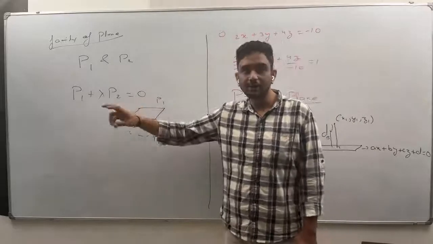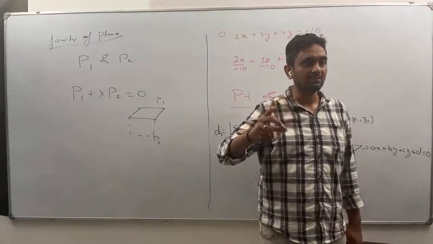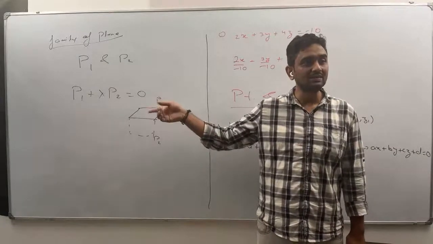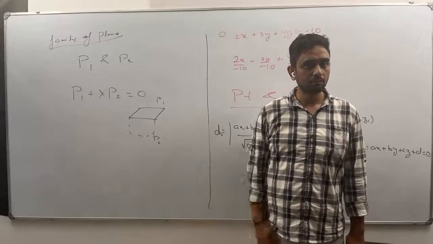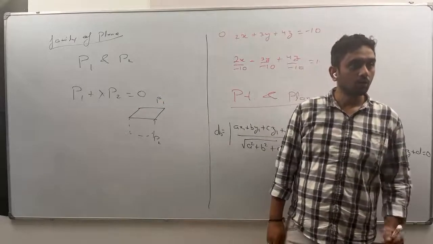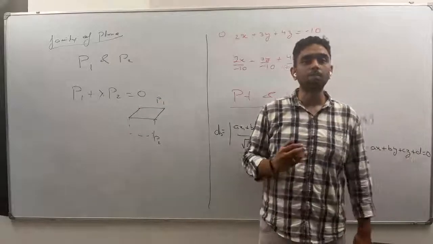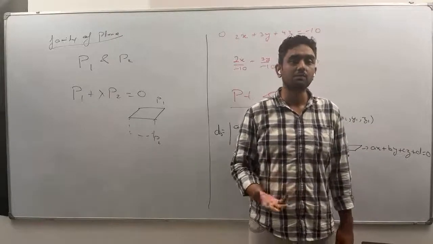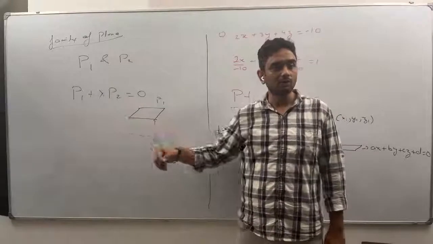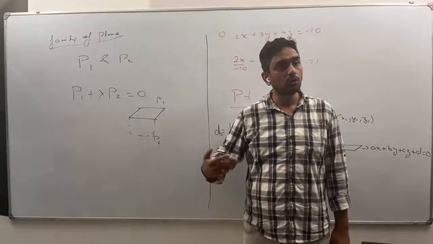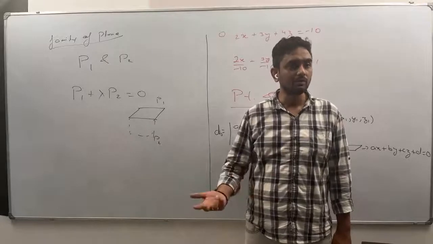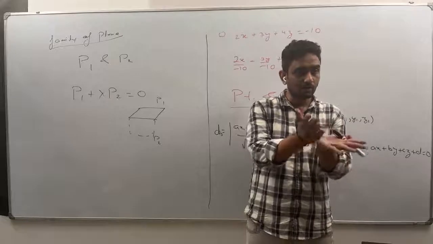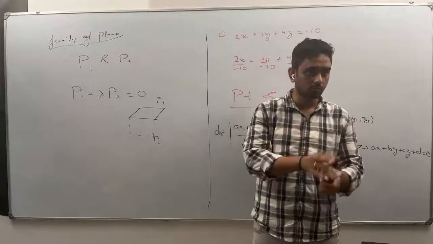So we are saying if P1 and P2 are two family members, or two planes, then the equation of any plane passing through their intersecting line will be P1 plus lambda P2 equal to 0. Now what is lambda? Lambda is some arbitrary constant. As the value of lambda changes, you get a different family member. Lambda equal to 1, one family member. Lambda equal to 2, another. Lambda equal to 3, another. So how many family members can you have? Infinite, because through a line you can have infinite planes passing.